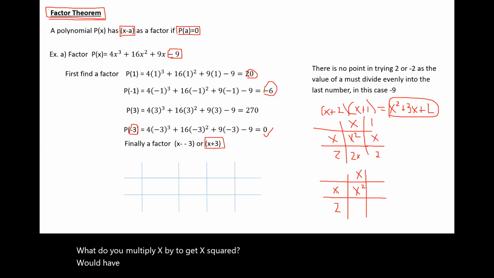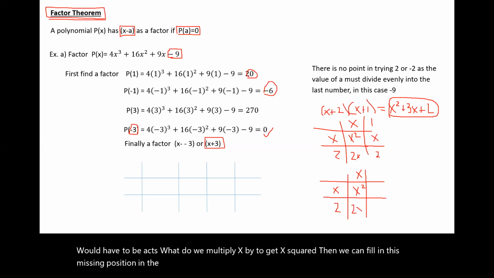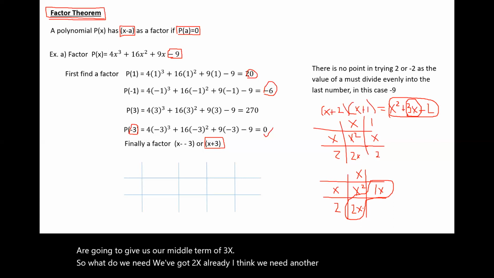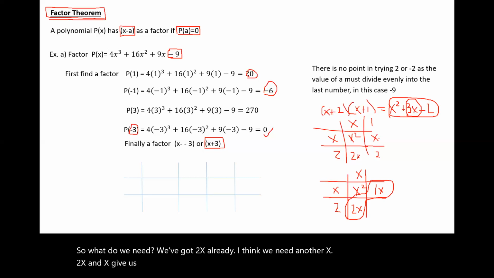What do we multiply x by to get x squared? Then we can fill in this missing position in the box. There's our 2x. These terms are going to give us our middle term of 3x. So what do we need? We've got 2x already. I think we need another x. Because 2x and x give us 3x. And that's what we expected.